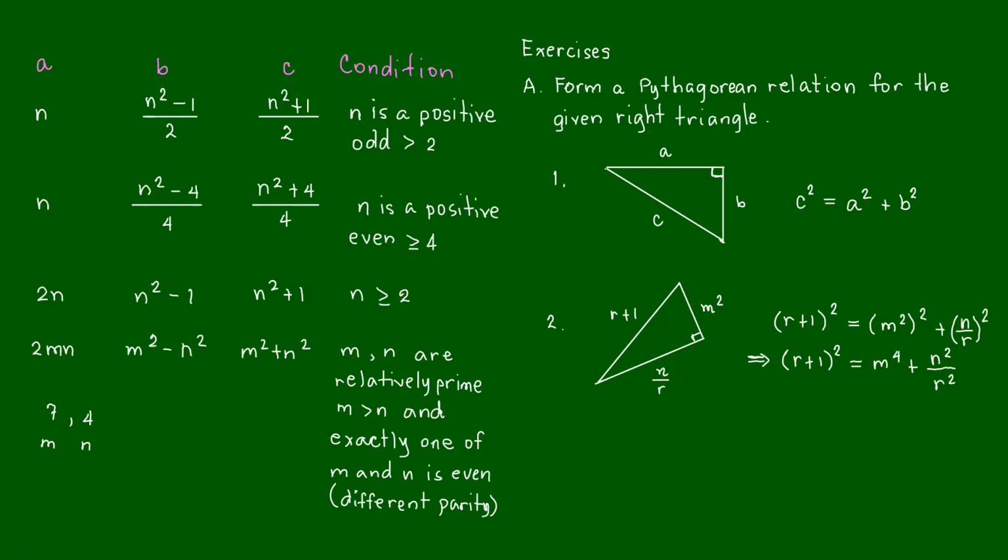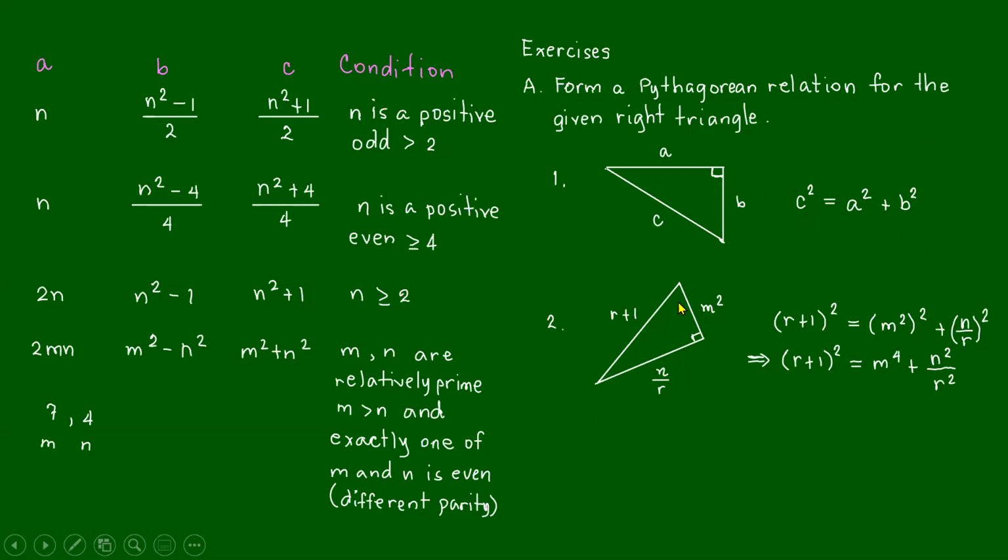33. And then the hypotenuse, 49 plus 16, 65. Okay? So to form a Pythagorean triple, we can use any of this set of formulas. Form a Pythagorean relation for the given right triangle. Let's say I have this triangle with the following sides A, B, C, with C the hypotenuse. So what is the relation that I can form out of this? So we have C squared equals A squared plus B squared.